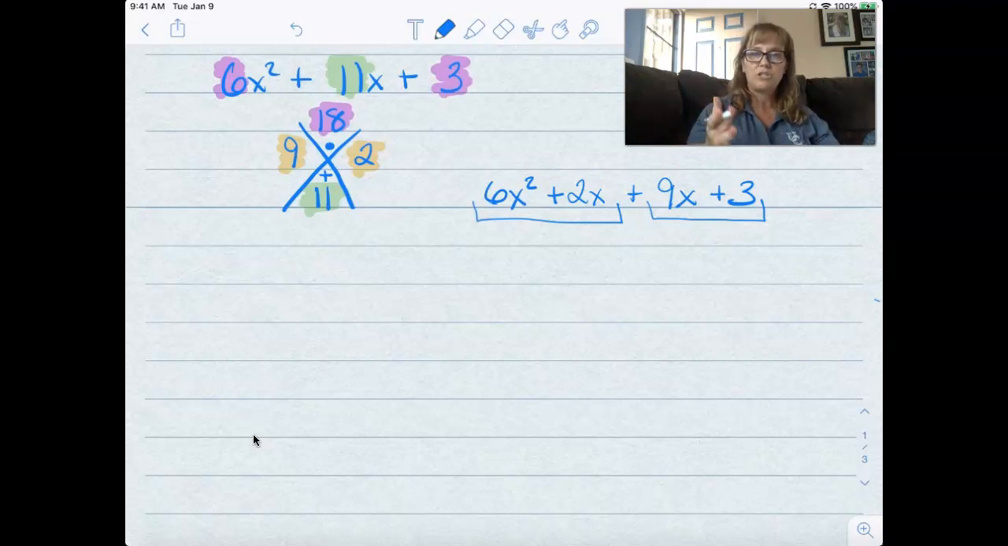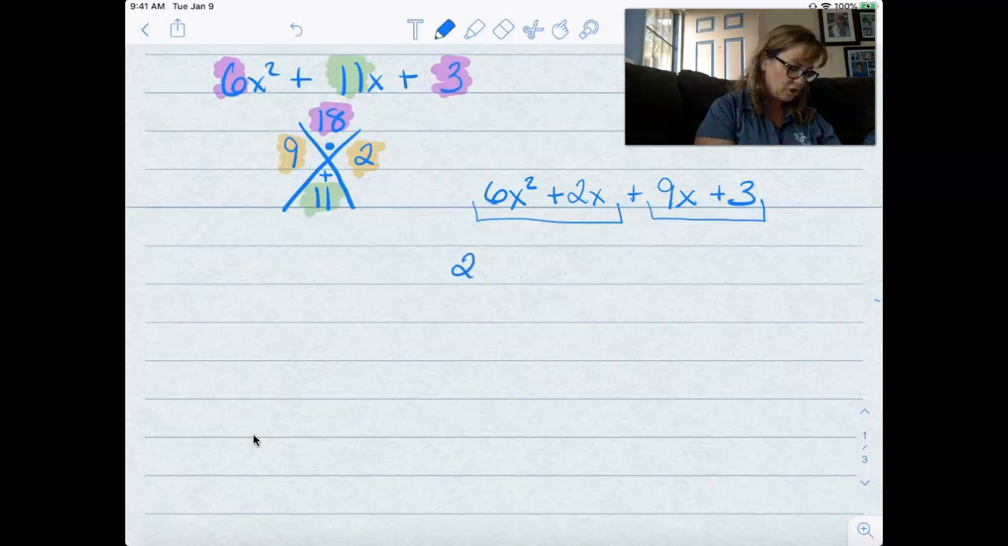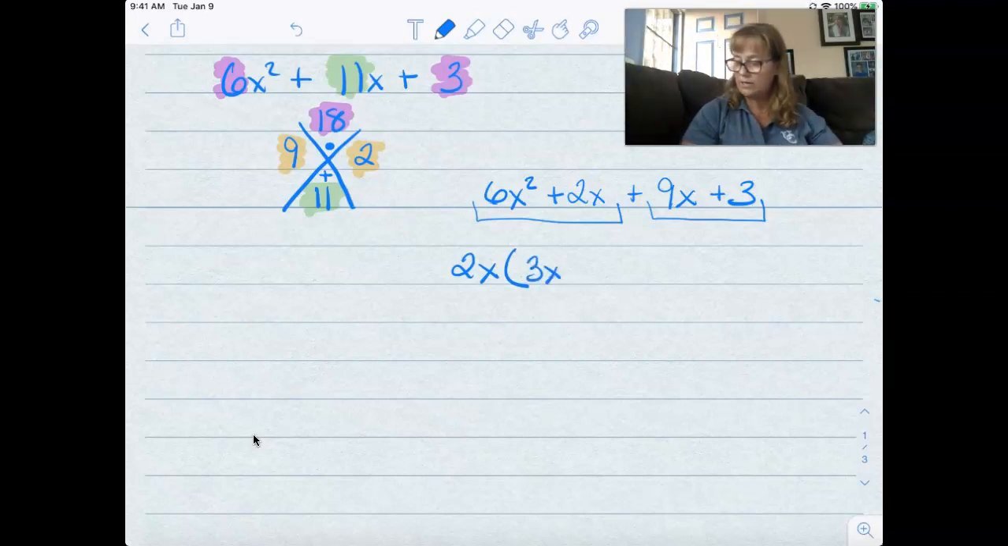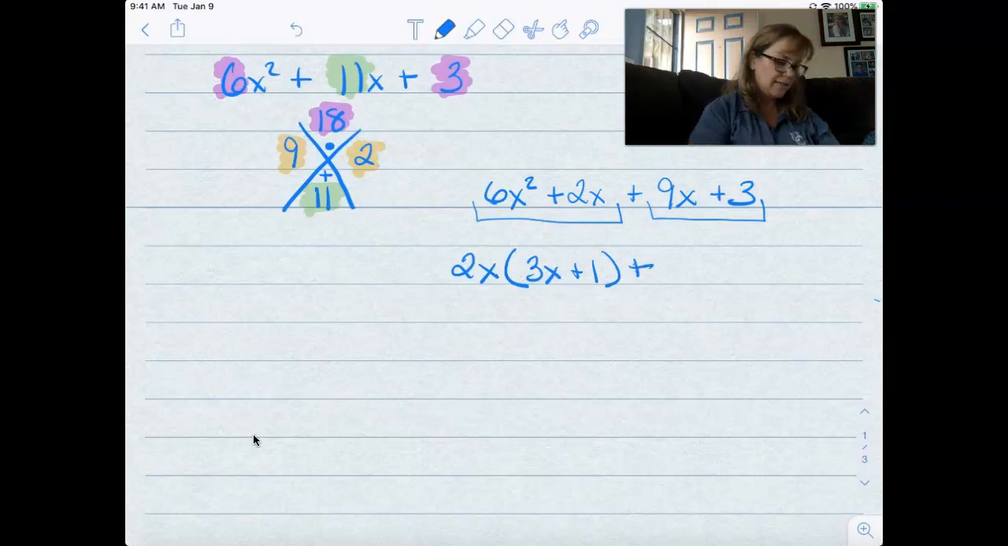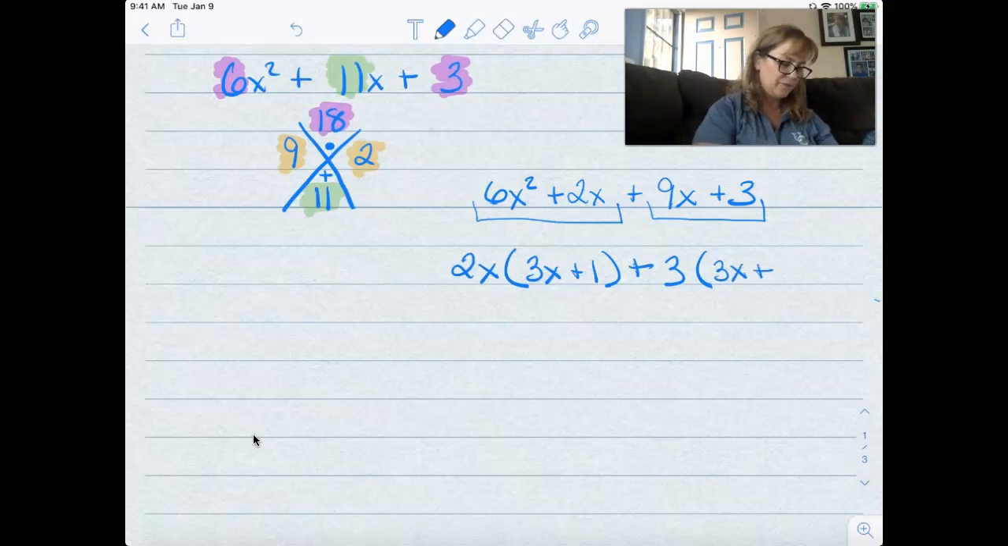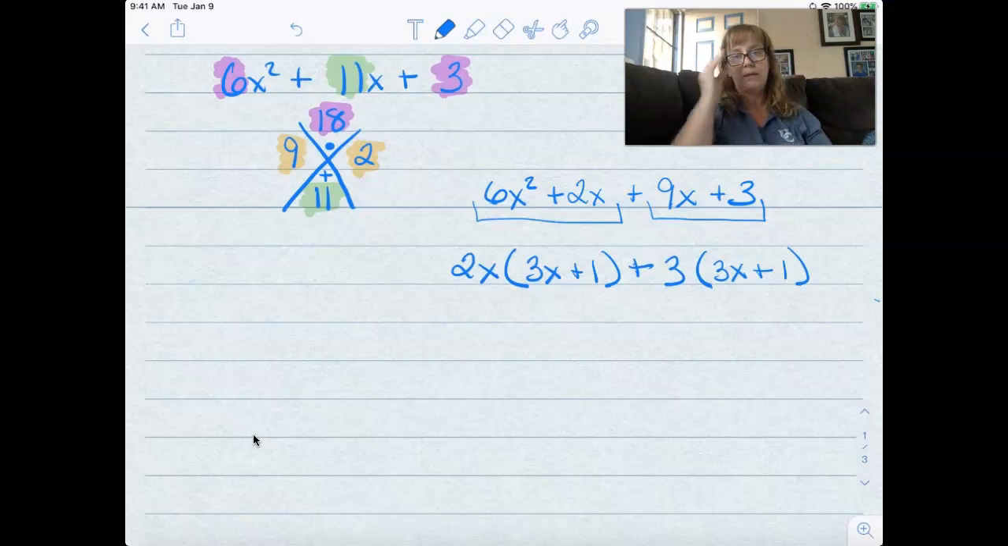So 6x squared and 2x, the common factor would be 2x that would come out of there. So 2x would get multiplied by 3x to give us 6x squared, and 2x would get multiplied by just a 1 to give us 2x. We'll now look at the other set of two. 9x and 3 have a common factor of 3. And when you multiply 3 times 3x, you'll get 9x. And when you multiply 3 times 1, you'll get 3.